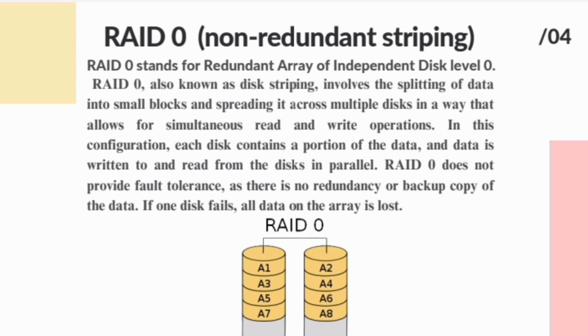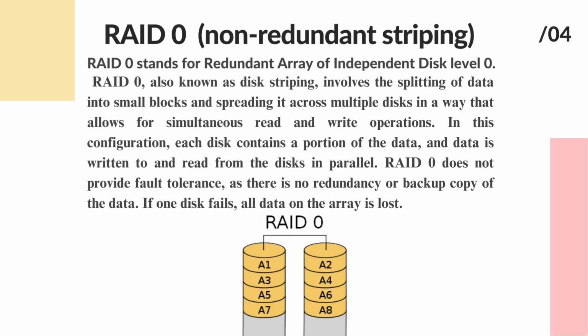In this configuration, each disk contains a portion of the data, and data is written to and read from the disks in parallel. RAID 0 doesn't provide fault tolerance as there is no redundancy or backup copy of the data. If one disk fails, all the data on the array is lost. If we look at the picture, here there are two disks and the data is striped across the two disks.